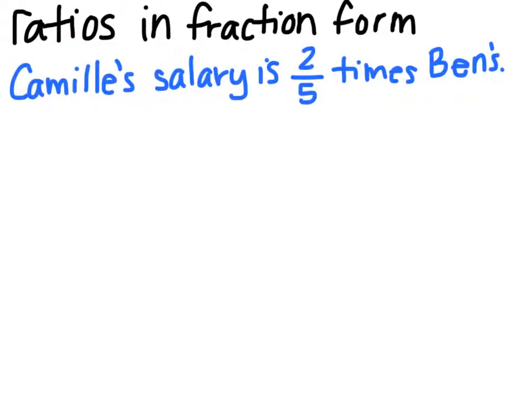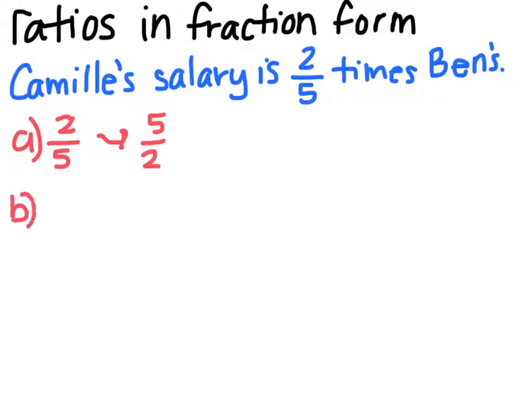Now let's learn to draw models to solve problems that involve ratios in fraction form. Camille's salary is 2/5 times Ben's. So first, let's find the ratio of Ben's salary to Camille's salary. Well, if Camille's salary is 2/5 times Ben's, then Ben's salary will be the opposite, 5/2, or 2.5 times. So the ratio of Ben's salary to Camille's salary is 5/2.